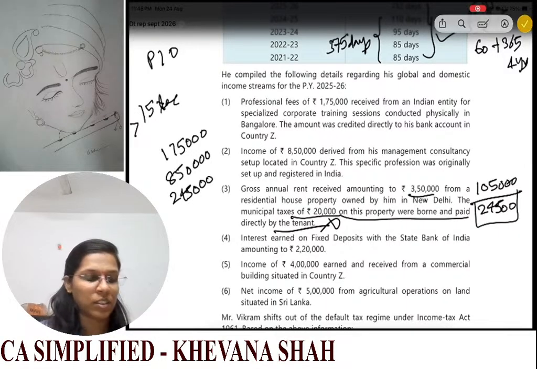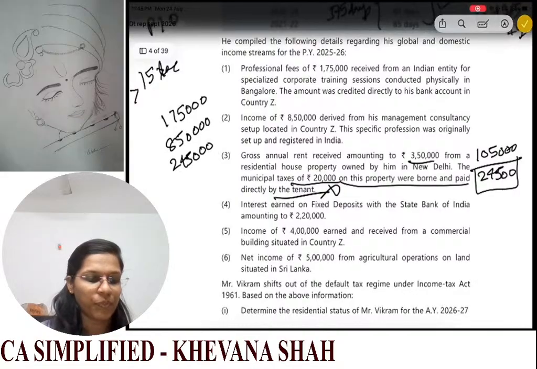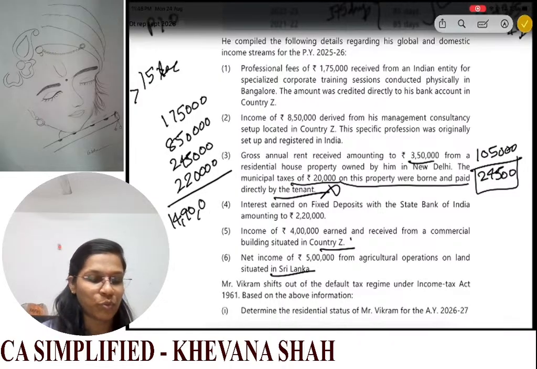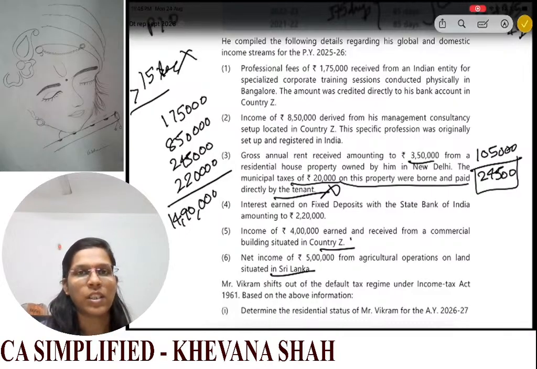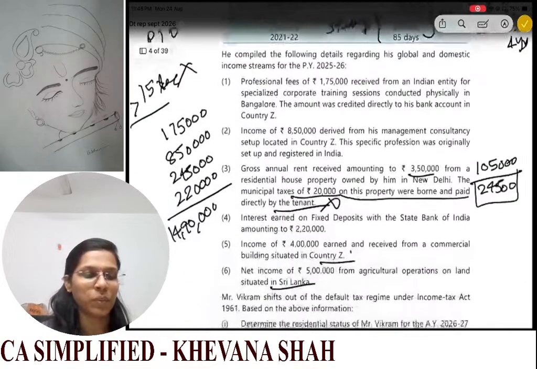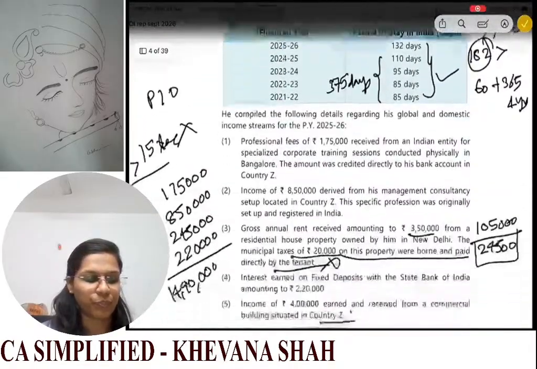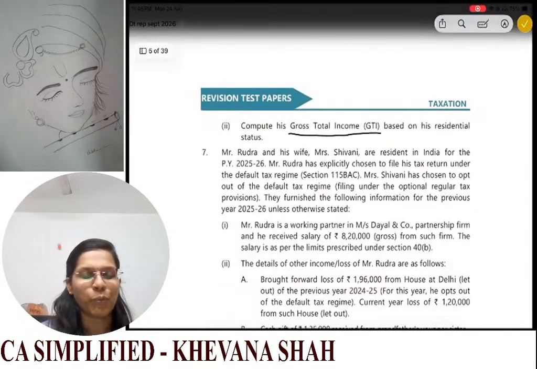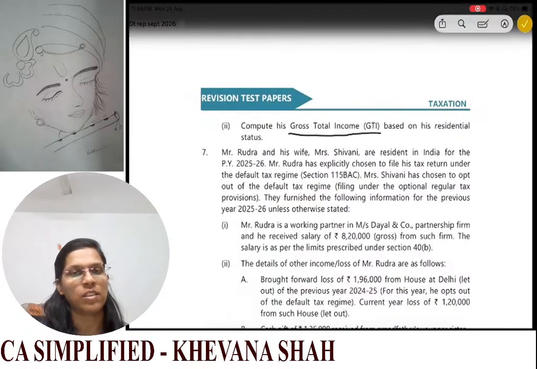Then you have this SBI interest. Okay, that is 2,20,000. Then you have income in Sri Lanka, not in India. So not Indian income. Now when you make the total, it comes to 14,90,000, which is not crossing the 15 lakhs, which means the stay, since this is less than 182 days, okay, your condition is violated. So this person is non-resident. Okay, first question we have solved, determine the residence status. It is non-resident. Now we have to compute his total income based on his residential status.